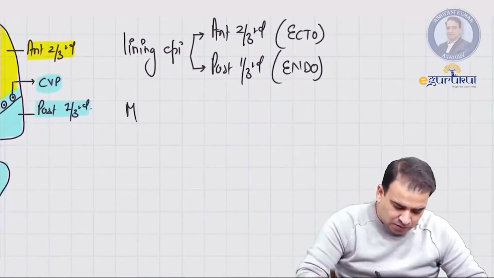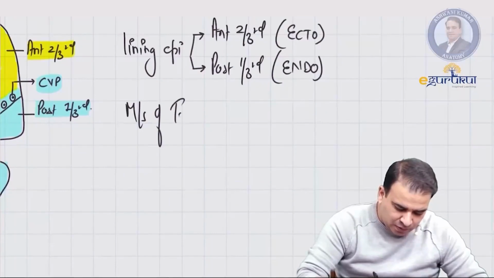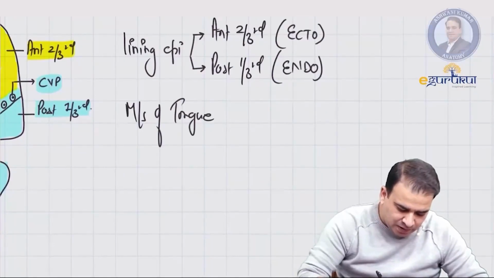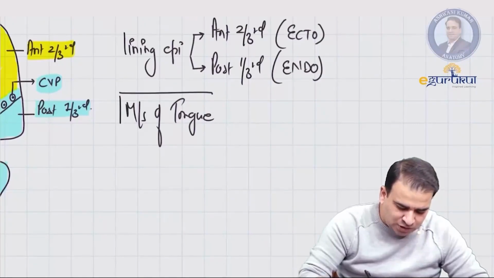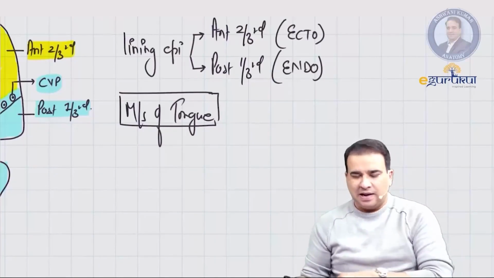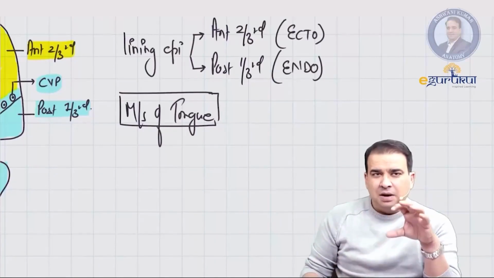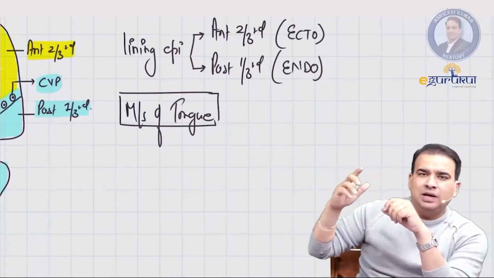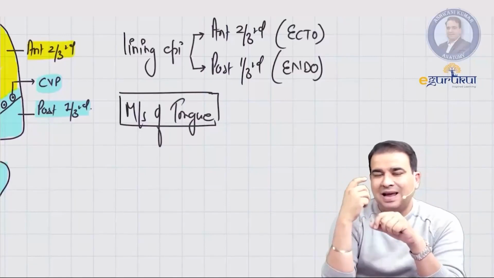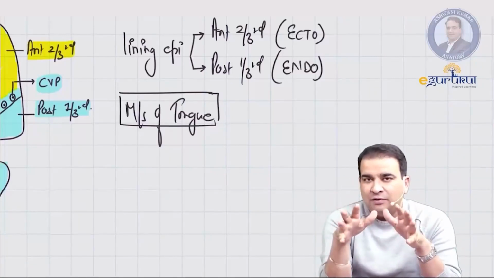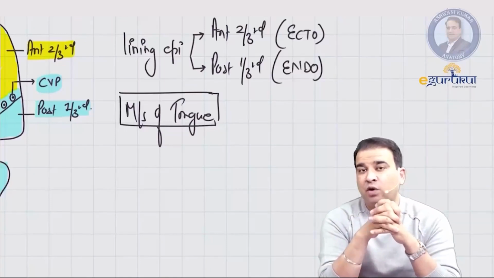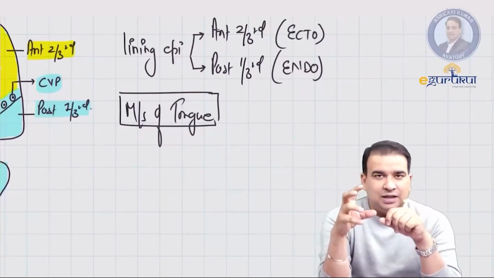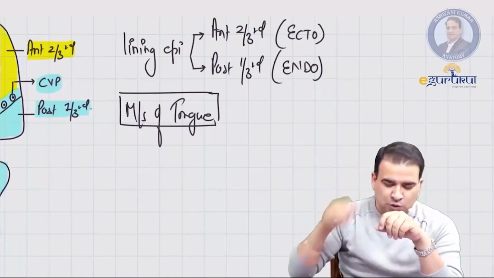What about muscles of tongue? Where are the tongue muscles derived from? We're done with the core, that is the connective tissue part. We're done with the anterior 2/3, posterior 1/3 lining epithelium. What about the muscles of tongue? If you remember something we discussed in the very beginning, we said extraocular muscle and tongue muscles are not derived from pharyngeal arches. They are derived from what? They are derived from the somites. And those somites are nothing but the occipital somites.